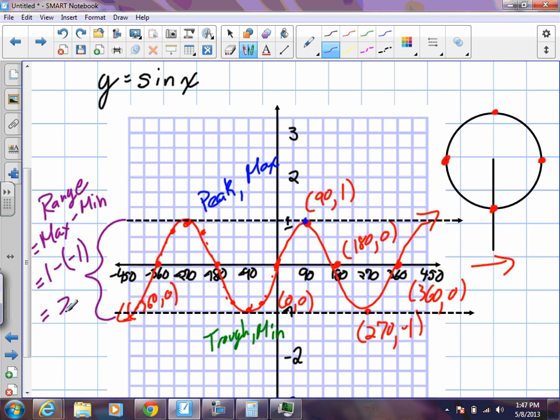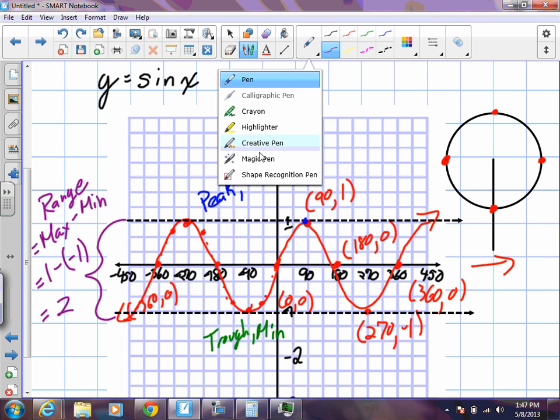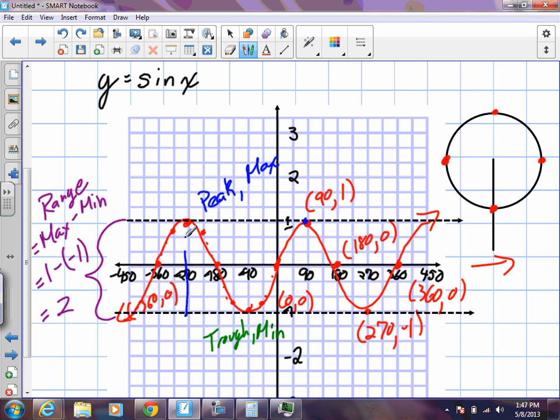So the range of this function goes from negative 1 to 1. That's a value of 2. That's important for what we're doing here. So we know what a peak is, a trough, and a max and a min, which are the same. We know what the range is of this function.